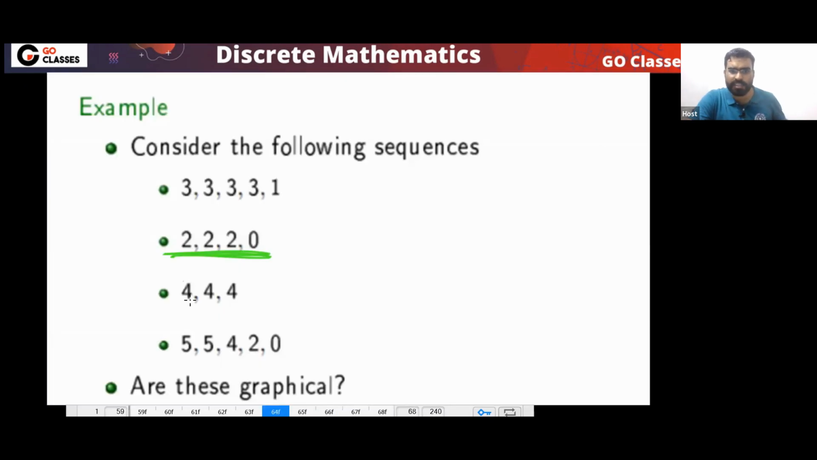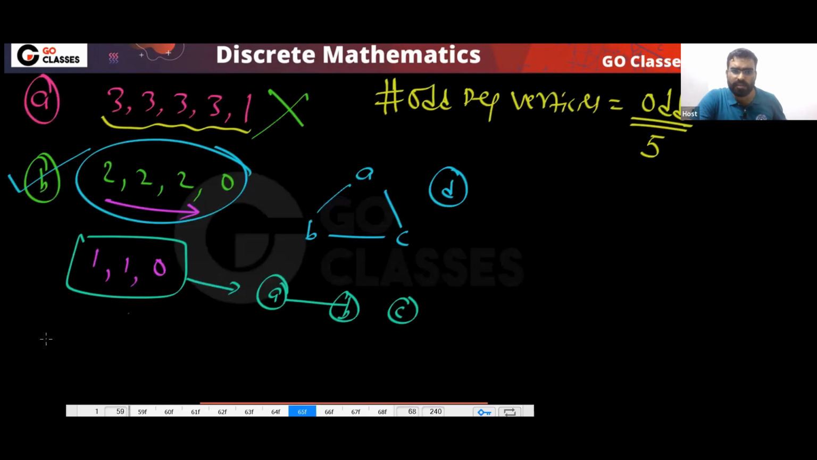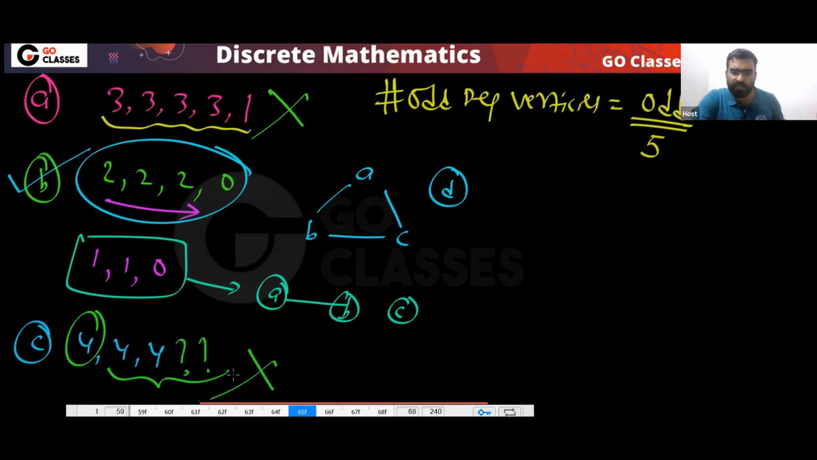Okay, let's see this one. Is this a simple graph? 4, 4, 4. Can you create a simple graph for this? Definitely not, because if you delete this, you don't even have enough vertices. So this is not a simple graph.